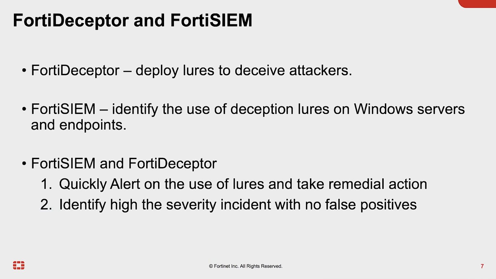So just to recap here, FortiDeceptor deploys lures to deceive attackers. FortiSIEM identifies the use of the deception lures on the Windows servers and endpoints. And then together, FortiSIEM and FortiDeceptor can quickly alert on the use of these lures and then take remedial action as needed. And we know that these incidents and alerts are of high fidelity because an attacker is using these lures, and it's of high severity. So we've got really no false positives here.